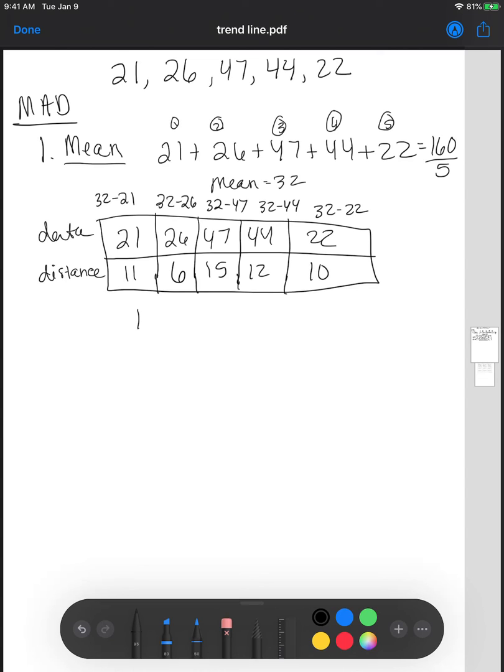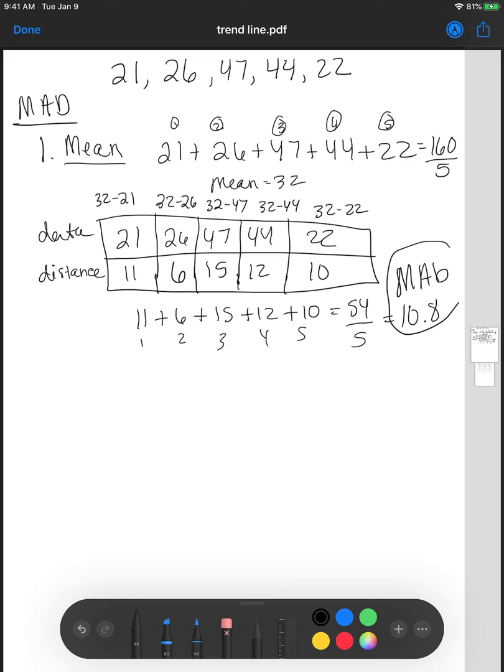So now I'm going to add these together to see what I get. And I get 54. Again, there are 1, 2, 3, 4, 5 data points, so I'm going to divide by 5. And I get 10.8. And that is my MAD. Whoopsies.